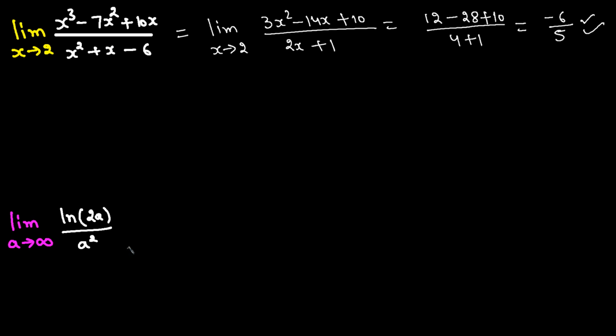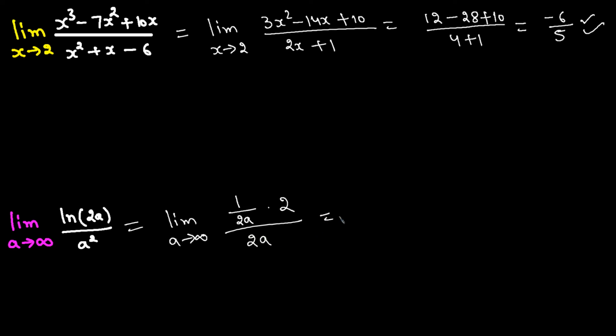Okay, so let's solve this one. If we plug in a equal to infinity here, the numerator gives me infinity and the denominator gives me infinity. So again, we have an indeterminate form, which means we can use L'Hopital's rule here. We need to find the derivative of the numerator, which is equal to 1 over 2a times 2. We are using the chain rule here, and in the denominator we have just 2a.